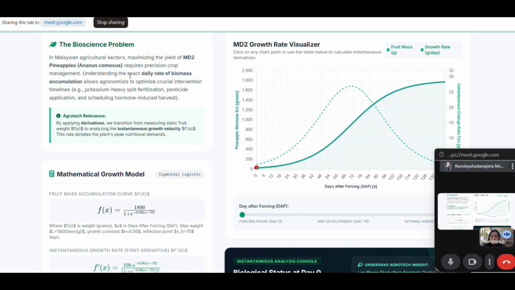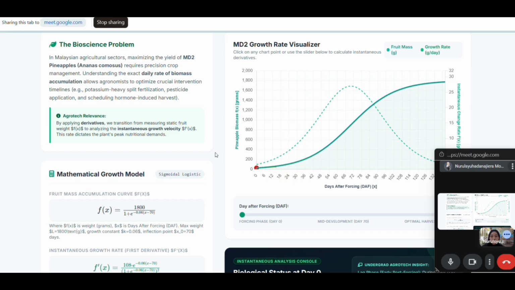Second, resource management. When we know when the fruit grows the fastest, farmers can apply fertilizers and water at the right time for maximum growth. The third, economic planning. Food industries can estimate the total weight of the yield early, making it easy to arrange transport and sales. Now, let's look at the simulator graph.